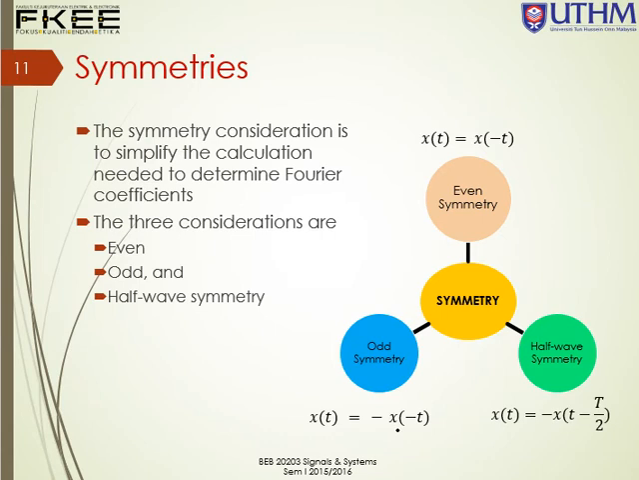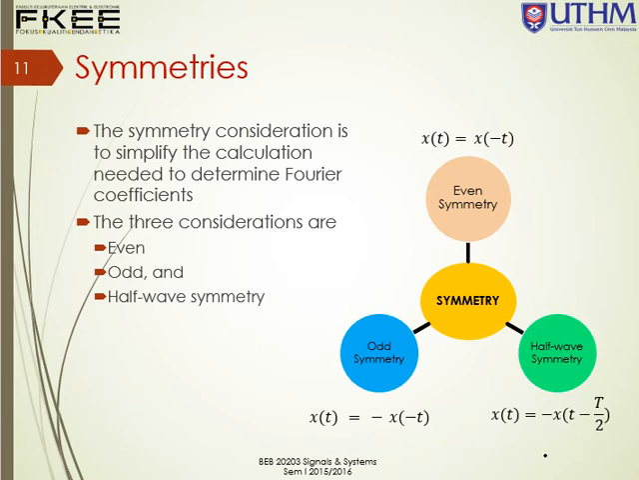For odd symmetric, you have your original signal, and then you invert your original signal, and after that you invert its polarity by multiplying with negative, so you will get back your original signal. This kind of signal that meets this condition, we call an odd symmetric signal.